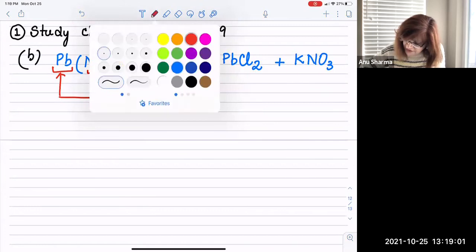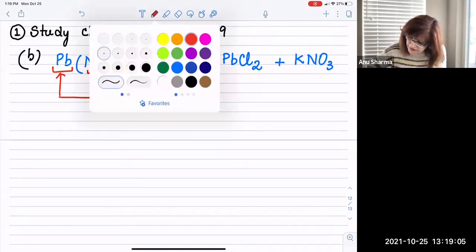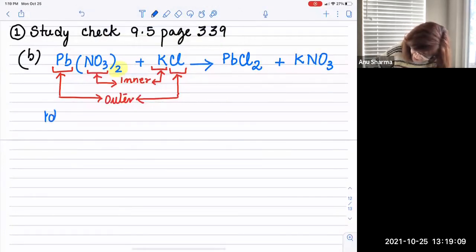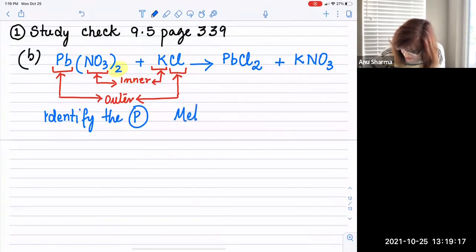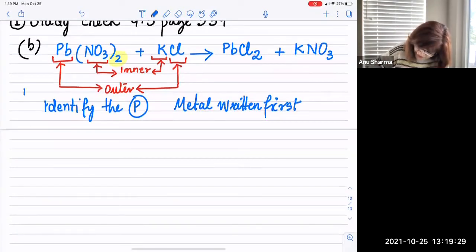So what do we see here? First is identify. So you identify the products. Always metal written first. Metal is written first. All right. Okay, so this is one piece.